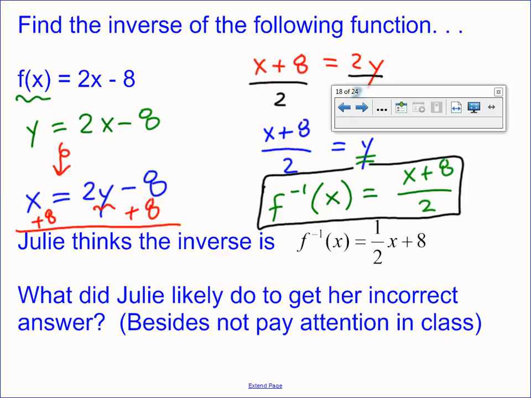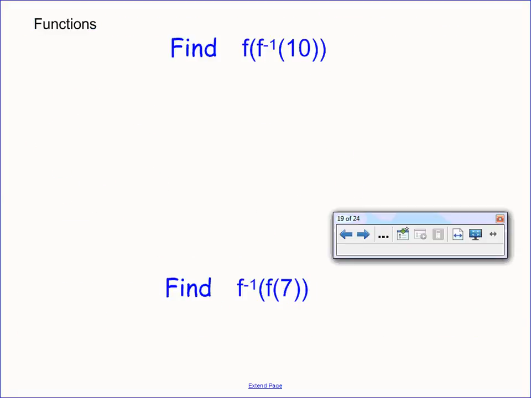Well, this is an important point. We want to make sure that we're following our 4-step process and not just guessing at the inverse, but actually doing the procedure. Nice job. Thank you guys for sharing.